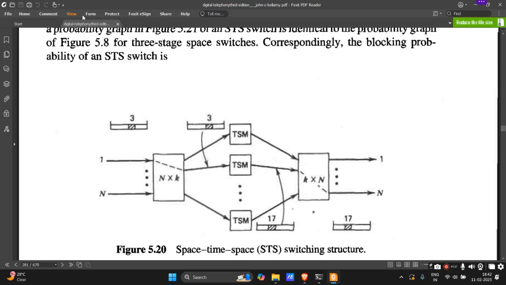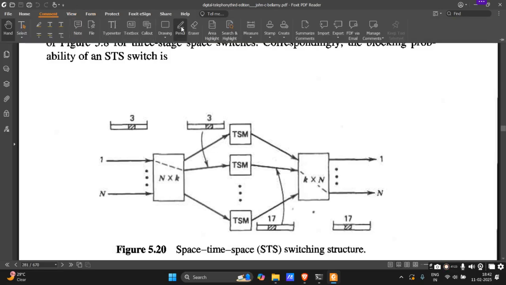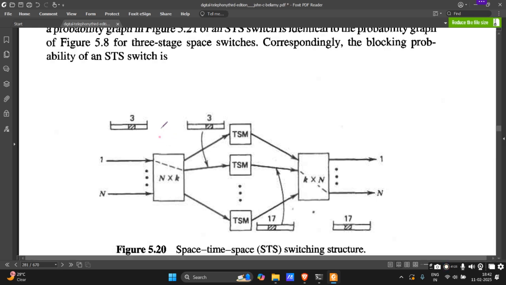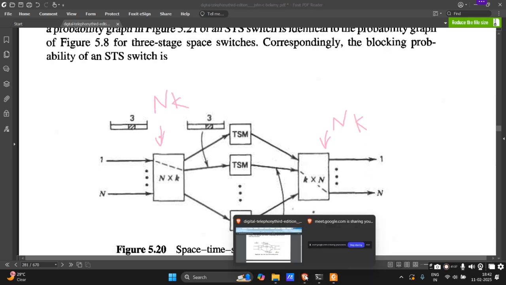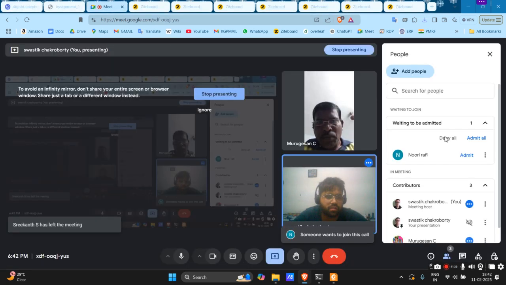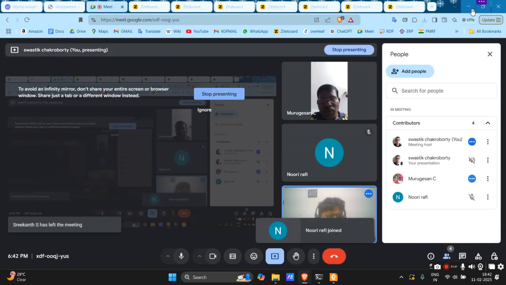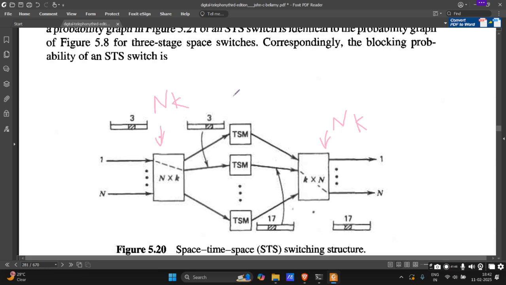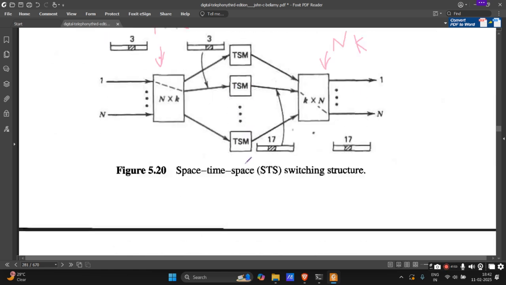So here we have nk, here also we have nk. So we have 2nk cross points. Now we will need to get the memories. So we have solved the cross points. So we have 2nk cross points.